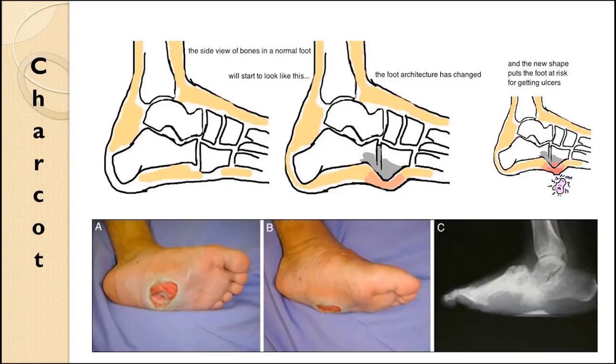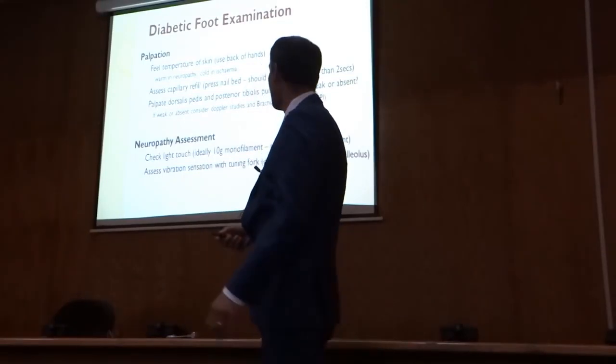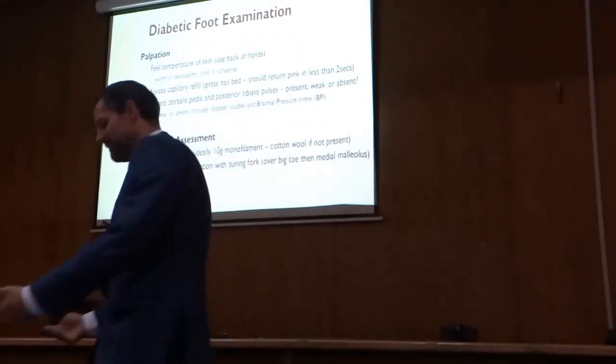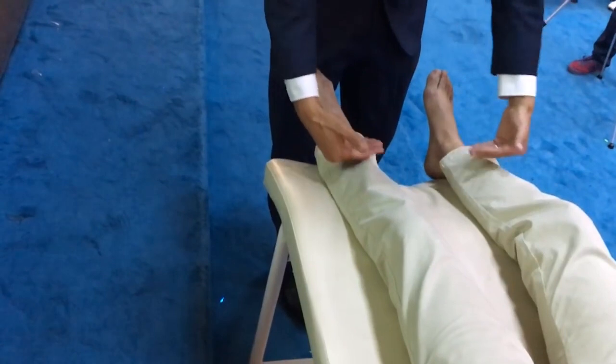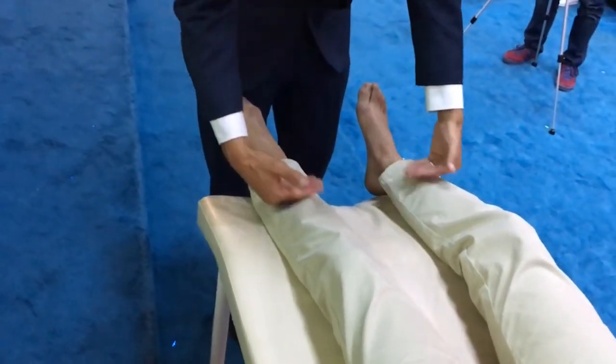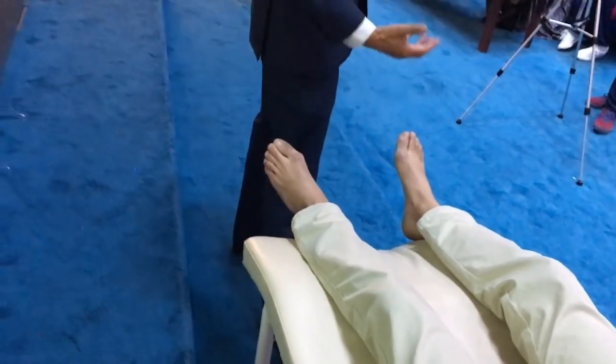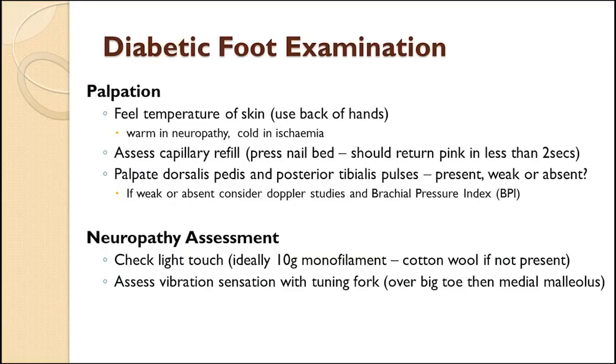Then we move on to palpation. So we're going to use our fingers now. I'm going to first of all check the temperature of the skin. Does it feel cold, normal, or hot? Okay, just go up on the peripheries. It can be quite warm in neuropathy. It can be quite cold if you've got vascular insufficiency. So use the back of your hands, use the back of your fingers.